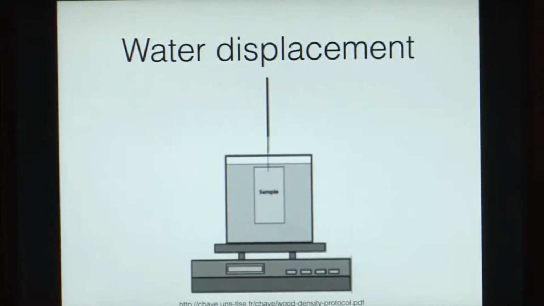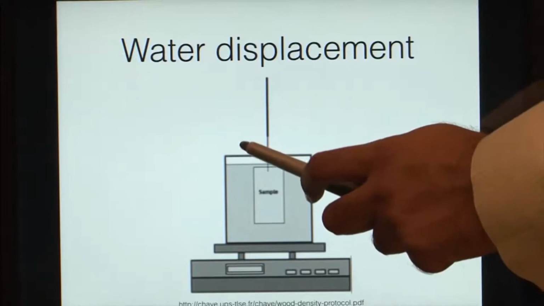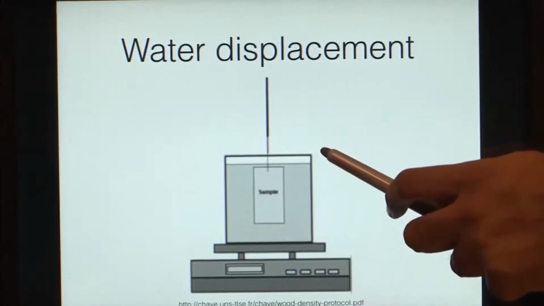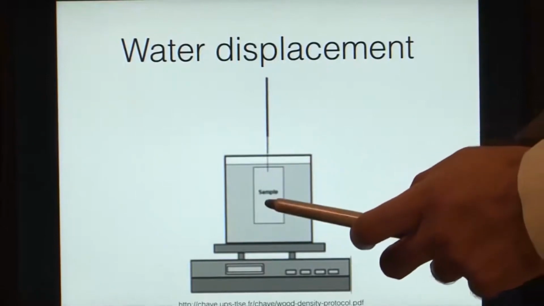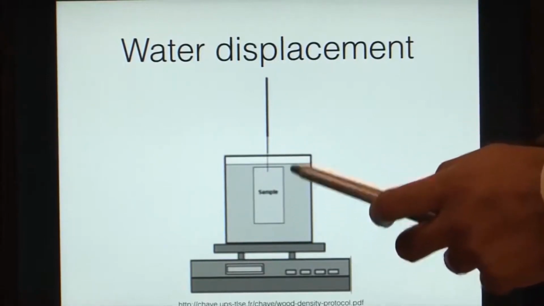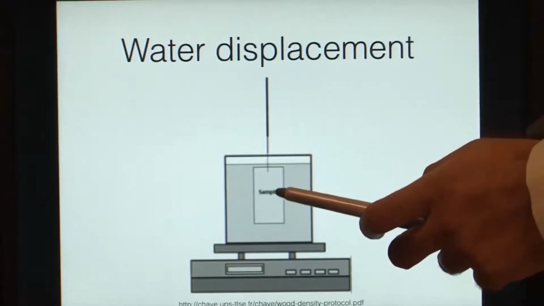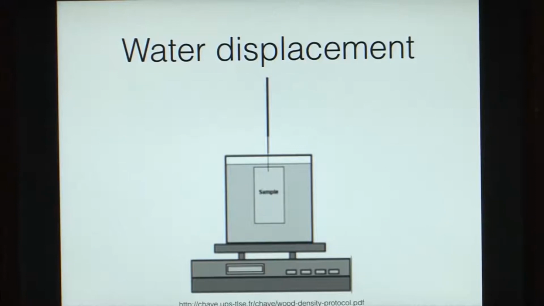What this slide shows us is that here we have a balance. On the balance we have kept a container, say a beaker. This beaker has some water inside. That water is not filled to the brim, but allows for some more water to be filled in. Then we take the sample. Because the density of wood is less than the density of water, this wood is going to float on water.